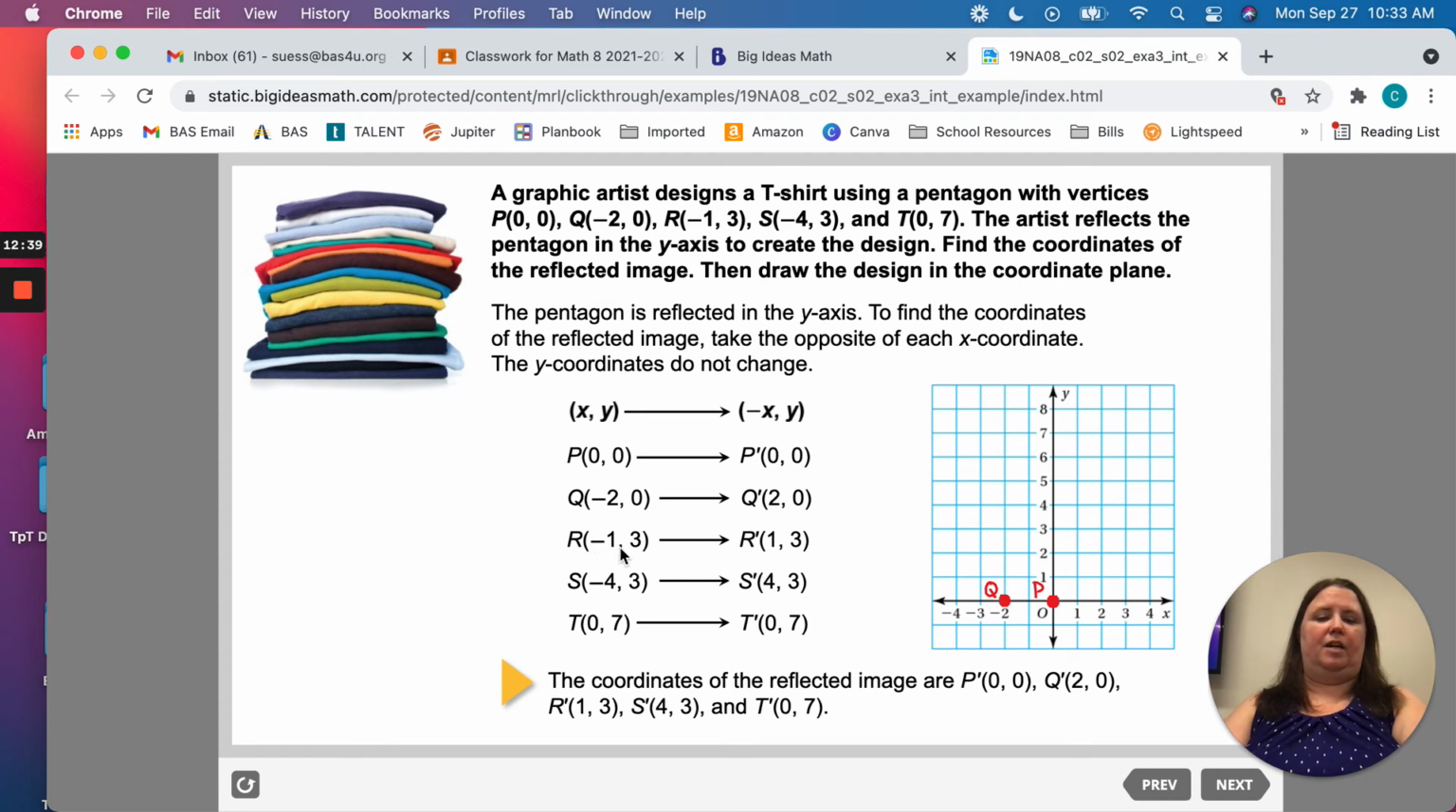Okay, so my R value is at -1, 3, so I go down 1, up 3, put a dot. We're doing the original shape, so we're on this side. Okay, my S value is -4, 3, so I go to the left 4, up 3. My last value is at 0, 7. So there's the original shape. Eventually we will connect the lines.